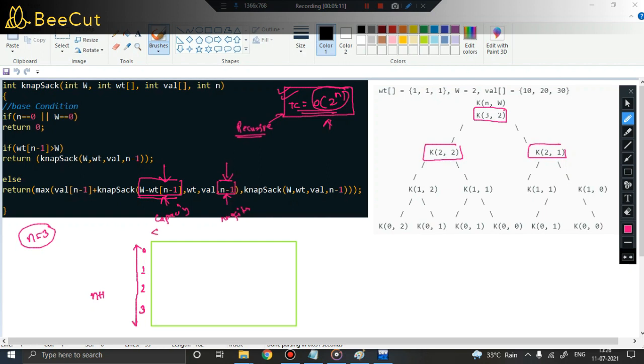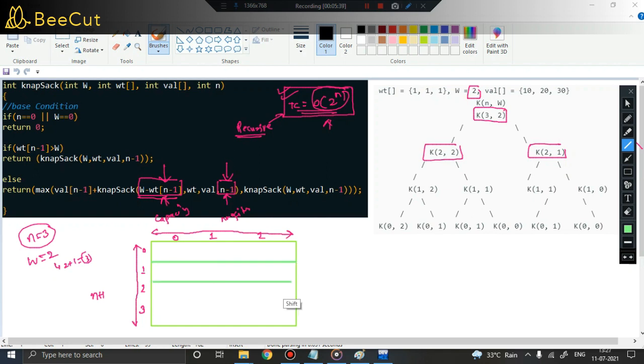And similarly you will have how many columns? The columns will be equivalent to the capacity of the knapsack. What is the capacity of knapsack? W is equal to how much? Here it is basically 2, right? So you will create 2 plus 1, which is equal to 3 columns. So column 0, column 1, column 2, 3 columns. I hope you got the point. So this is how my table will actually look like.